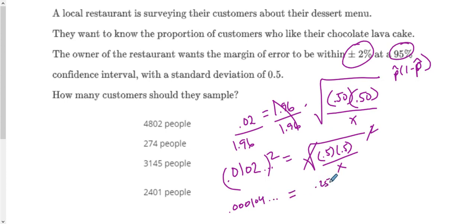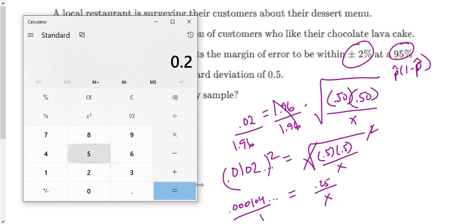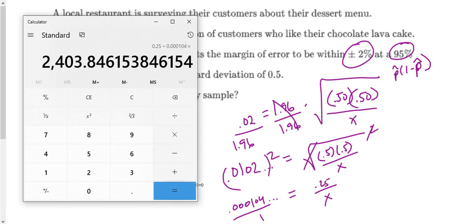equals 0.25 over x. And so the last thing that we need to do, it's helpful to understand, remember, this is kind of like a proportion. We can switch these two. So really, what are we doing? We're doing 0.25 divided by this value. All right. So 0.25 divided by this number right here. So 0.25 divided by 0.000104. And I know there's some other stuff, but this decimal is so far out at this point, it really shouldn't matter. 2,403, 2,404 or so.